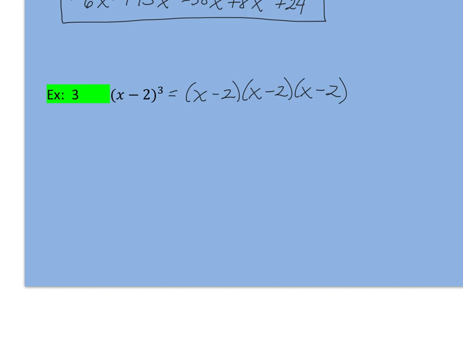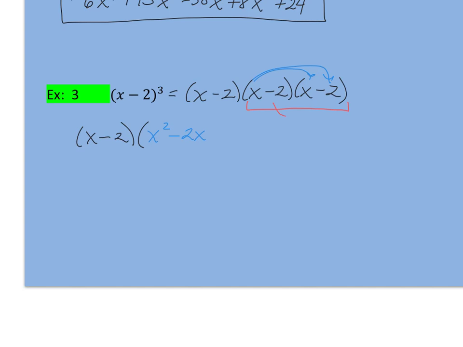So what I'm going to do is multiply these two together first. So I'm going to keep the first x minus 2, but then I'm going to go and do a double distribution here. So I've got x times x, which is x squared, then x times negative 2, which is a negative 2x.